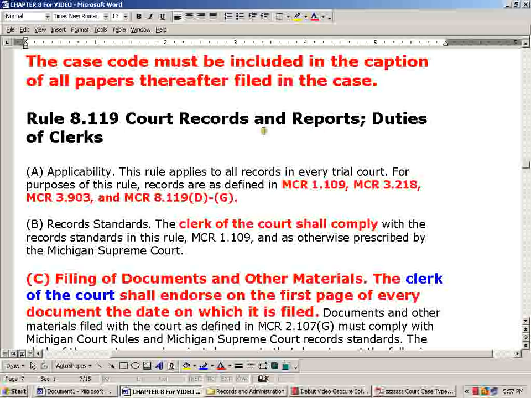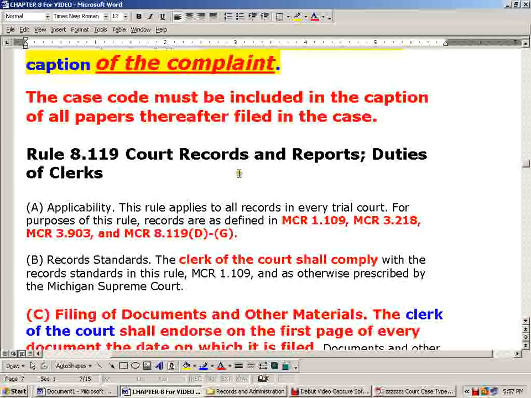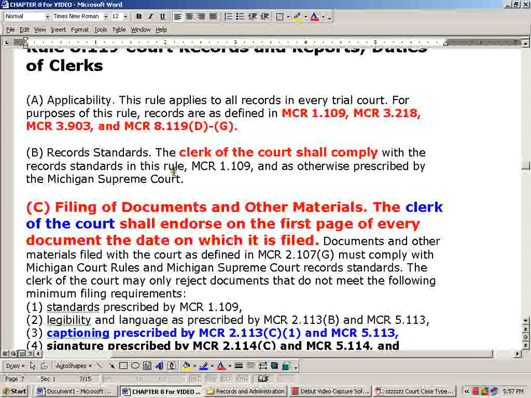Okay, court records and reports. So, applicability. Okay, so I haven't looked at these yet, but I will. Record standards. The clerk of the court shall comply. Right? They shall comply with MCR 1.109 and otherwise as prescribed by the Michigan Supreme Court. So I need to look at that. MCR, Michigan Court Rules, the ones I believe are from the Supreme Court.